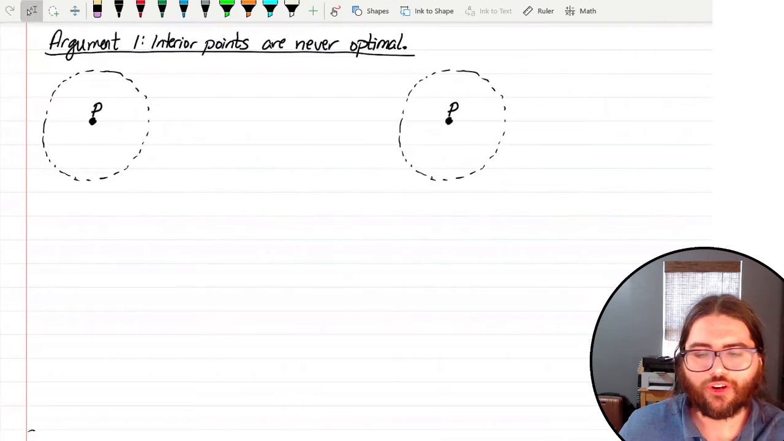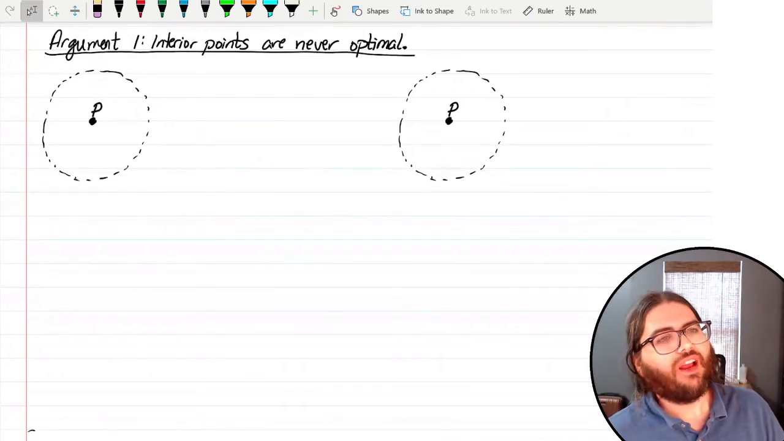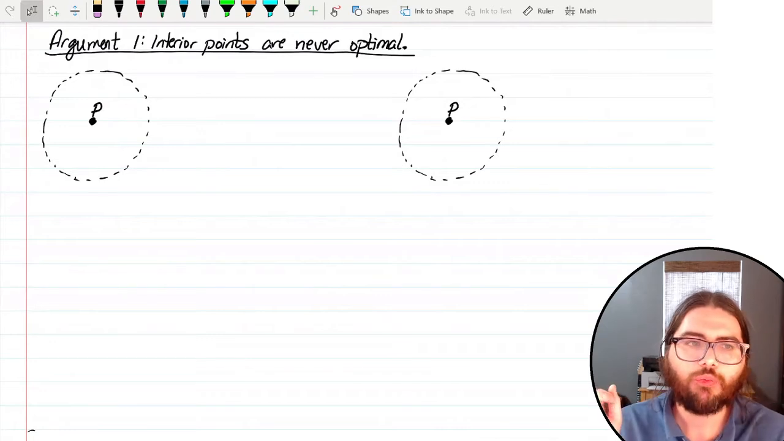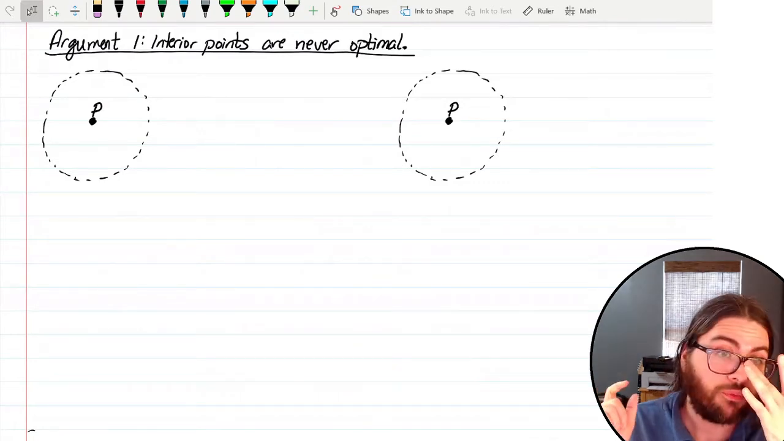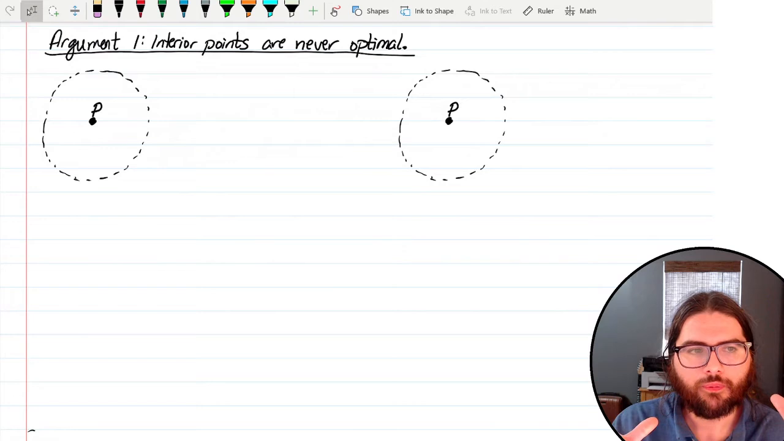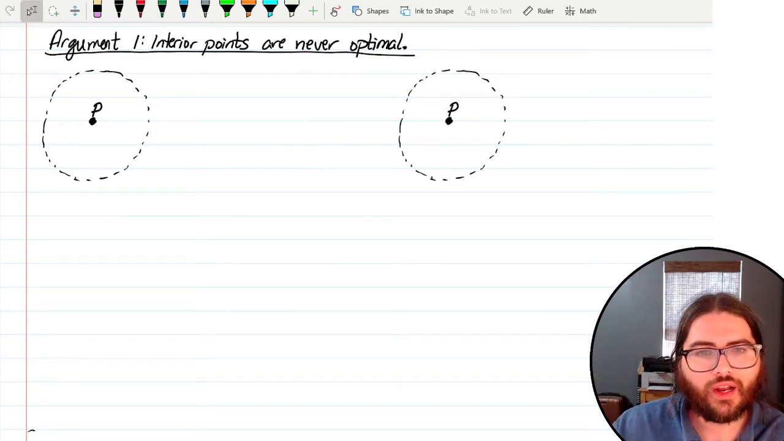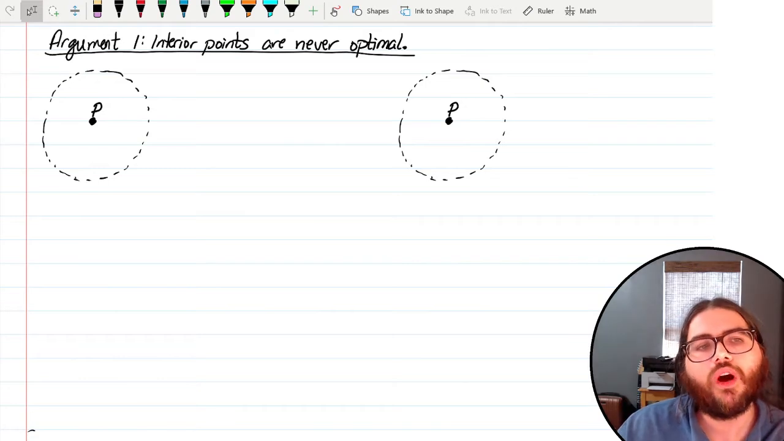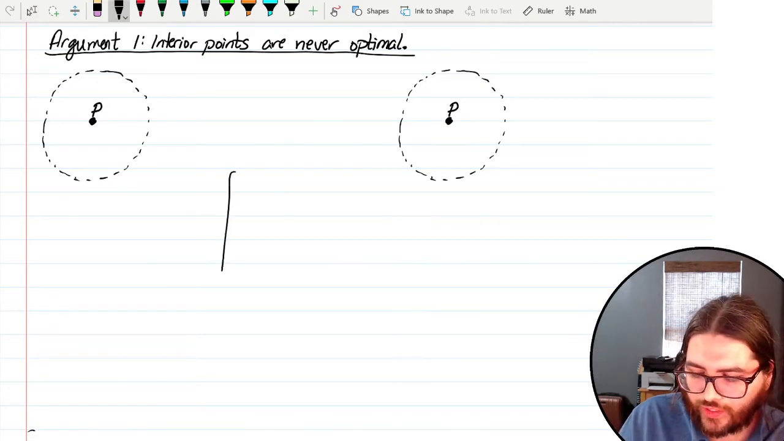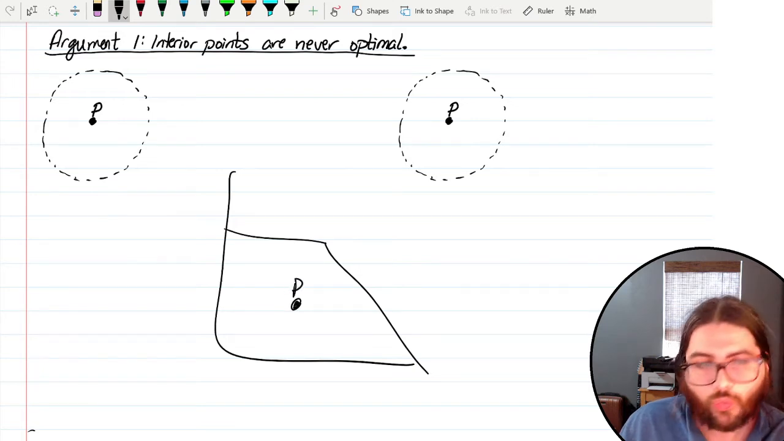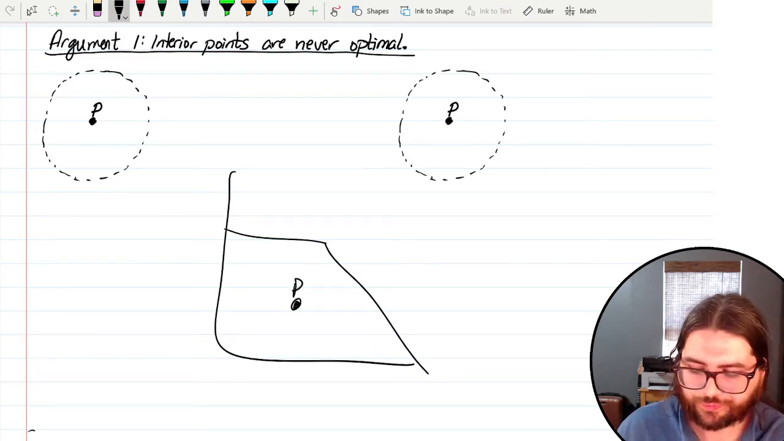And here are my arguments. I've already half drawn them for you. My argument number one is that the interior points of the region are never optimal. What I've done here is that I've picked one point. I know I've drawn the same argument twice. It's not two different points. I've picked one point in the middle of the region. If you remember the picture, this point would be somewhere in the middle of the region.